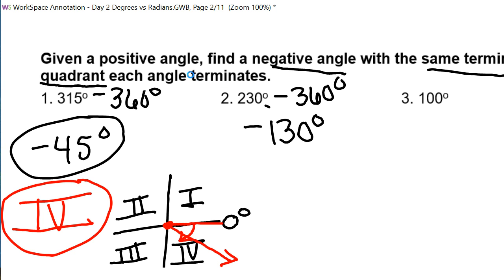Now for negative 130 degrees, we have to determine where that angle would terminate. So this is 0 degrees, this was negative 45, so this would be negative 90 degrees. Over here would be negative 180 degrees. So negative 130 degrees would terminate in which quadrant? Quadrant 3. We're going negative, so it would be 3.